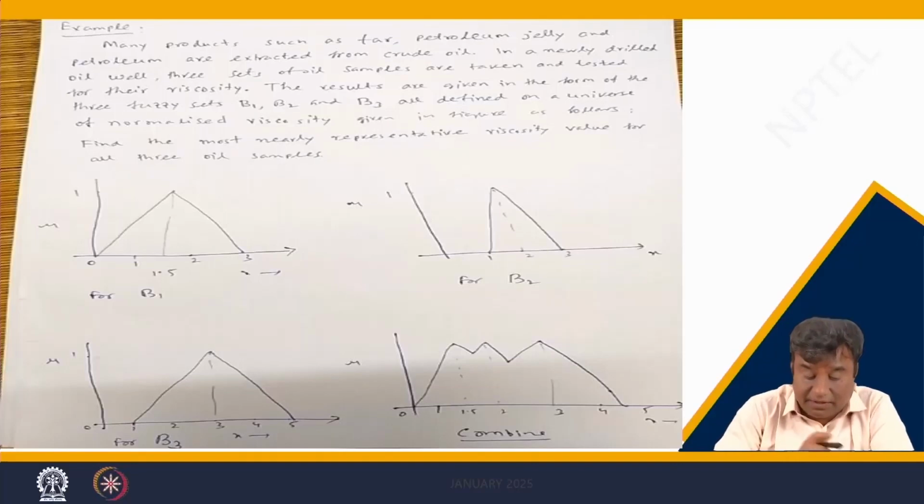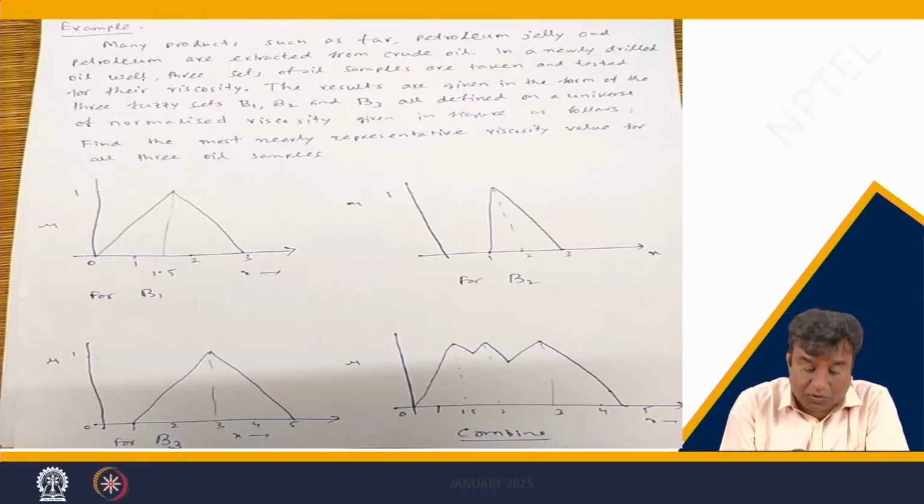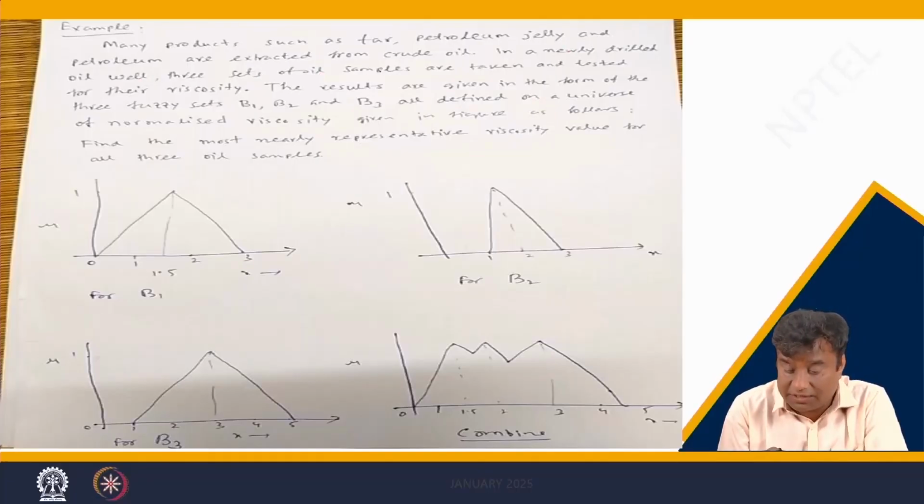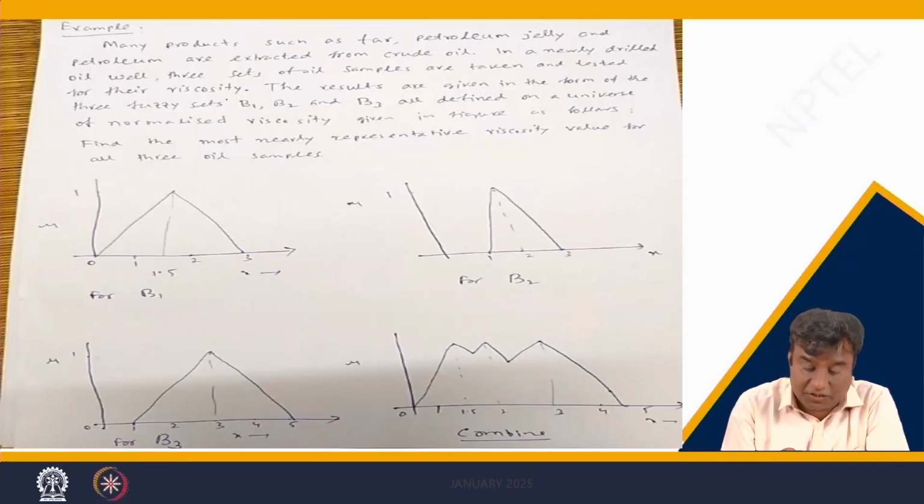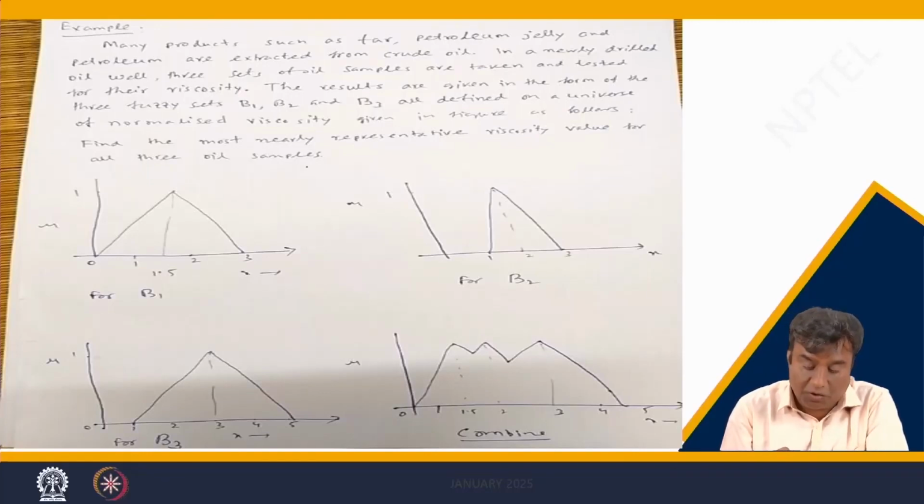The question is that many products such as tar, petroleum jelly and petrol are extracted from crude oil in a newly drilled oil well. Three sets of oil samples are taken and tested for their viscosity. The results are given in the form of three fuzzy sets, B1, B2 and B3, as given in the figure. Find the most nearly representative viscosity value for all three oil samples. So we need to find the defuzzified value.